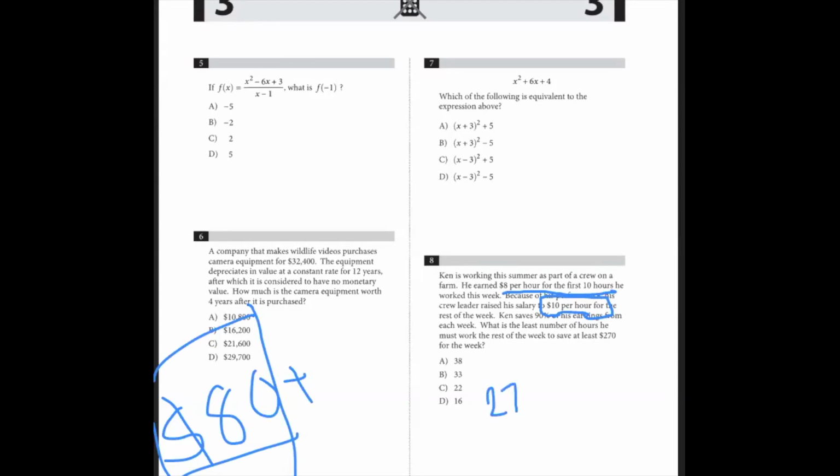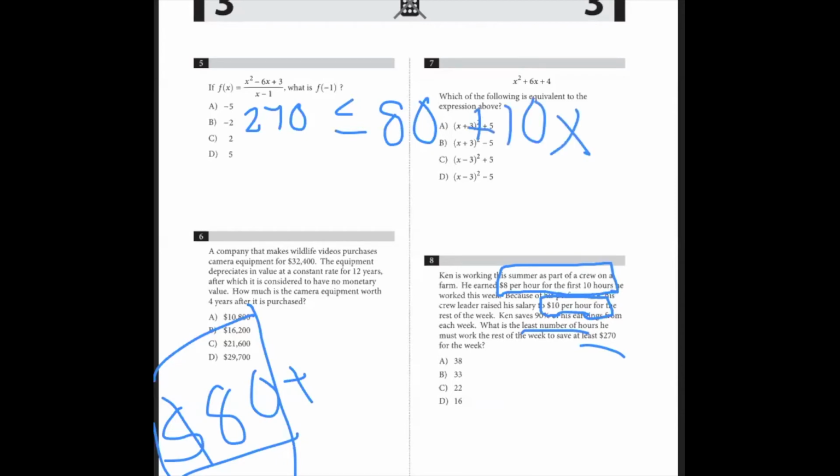So, let me stop myself. I'm going to write at the top so I have enough space. Another keyword in this problem is the least number of hours in order for him to have at least 270. So that means that the sign is greater than or equal to, because 270 is like his lowest limit. There's $80 over here that he got from doing $8 per hour for the first 10 hours. And now the rest, he worked x hours at $10 per hour, so 10x.